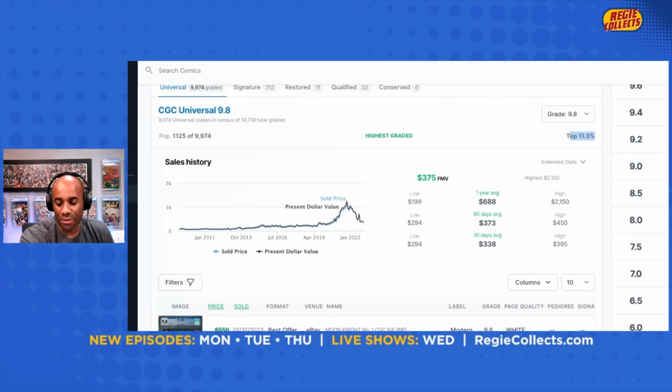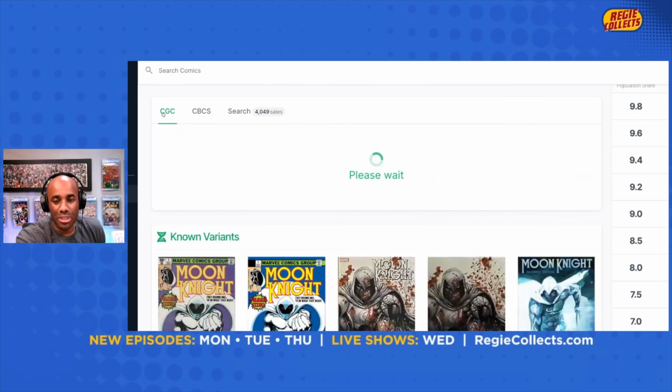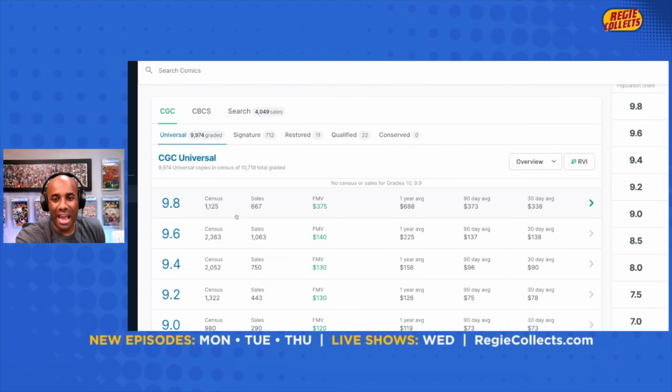So when you do the math on that, you are talking about between CGC and CBCS, a total of 10,380 graded books that are universal blue label and 1,166 of them that happen to be a 9.8, or 11% of those books happen to come back at a 9.8. Again, a relatively small number of books. And that could be why you see a value delta between the 9.8 and the 9.6.